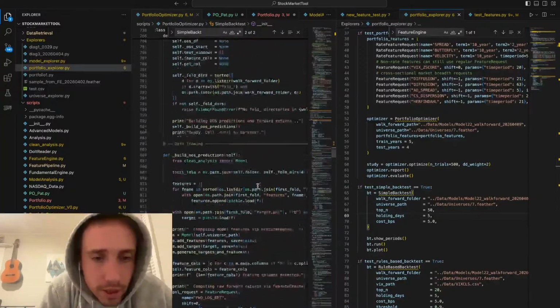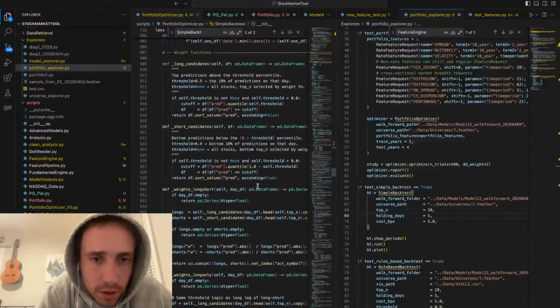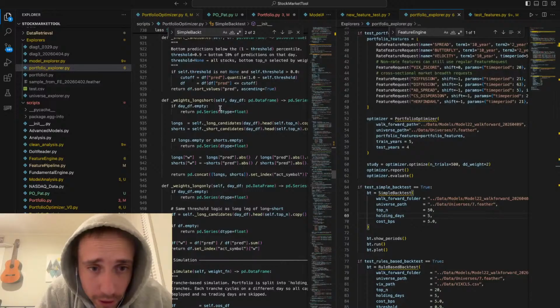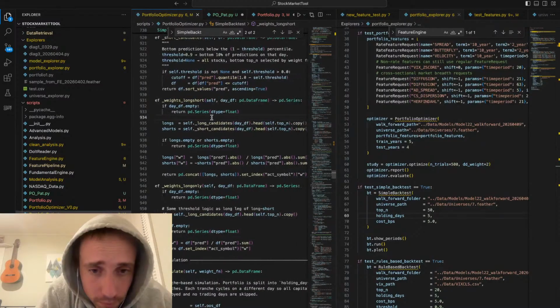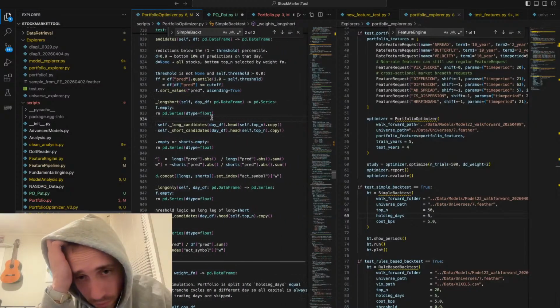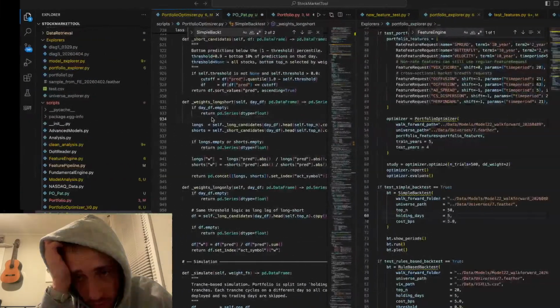But it should weight it. So we're getting the predictions, long candidates, short candidates. Weights. Oh yeah, also long short still is having a big drawdown, 40%.